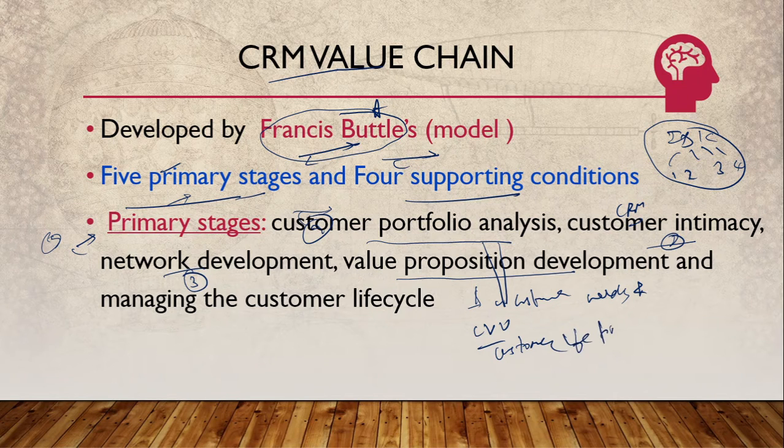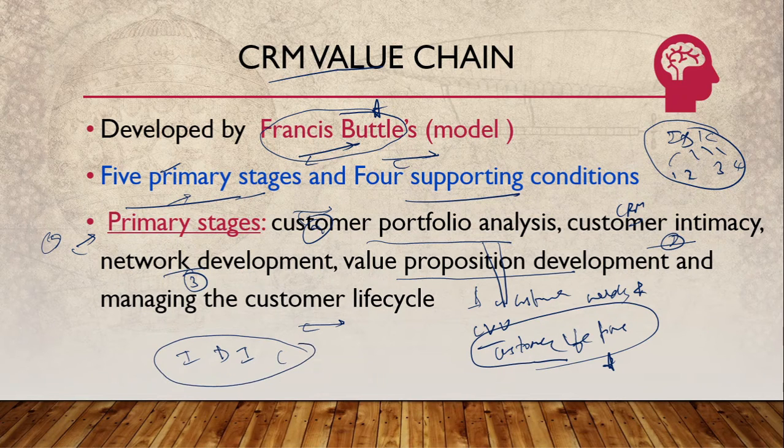This customer lifetime value we will discuss in our future lectures. And then how you manage the customer life cycle, that is how you identify, differentiate, interact, and then customize. This entire thing is the life cycle of the customer, from acquiring to retention of these customers. This also we will discuss in future, the customer life cycle. For now, we just remember these are the 5 primary stages in this CRM value chain model.